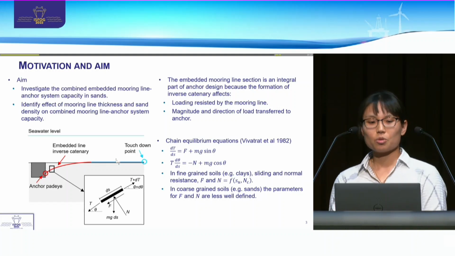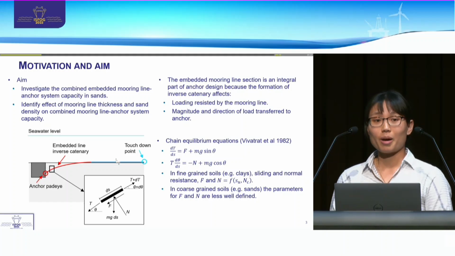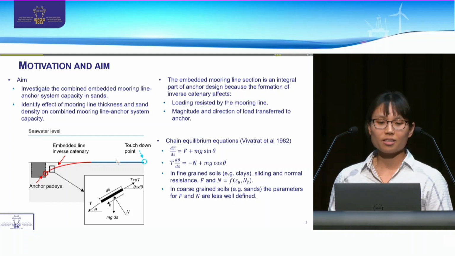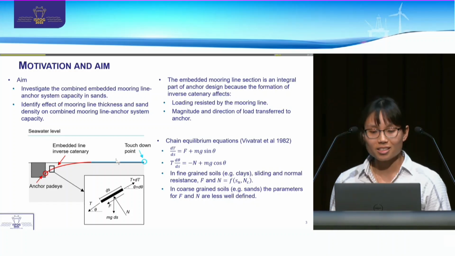So the aim of this work is to investigate the combined embedded mooring line anchor system capacity in sands, and to also identify the effects of mooring line thickness and sand density on the combined mooring line anchor system capacity.